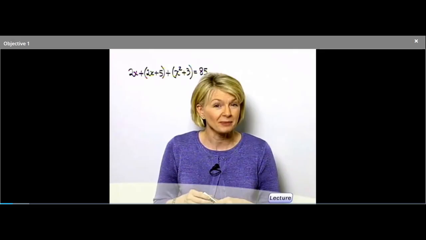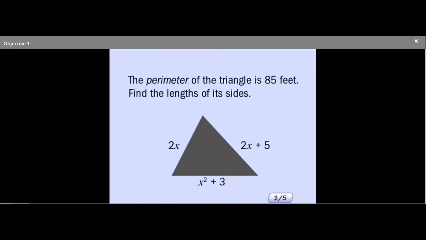Let's look at our first application. The perimeter of the triangle shown is 85 feet. Find the lengths of its sides. And notice the three sides are marked. One side has length 2x feet, the second side has length 2x plus 5 feet, and the third side x squared plus 3 feet. We need to first recall what the word perimeter means.